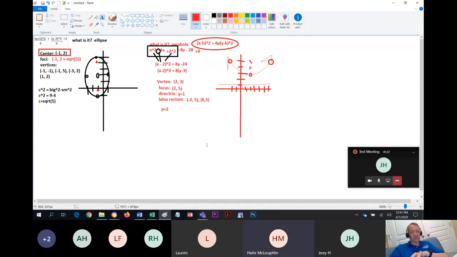Did you go left and right 4 from the focus? Correct. Okay, all right. So now let's do one more. We'll probably run out of time if we.